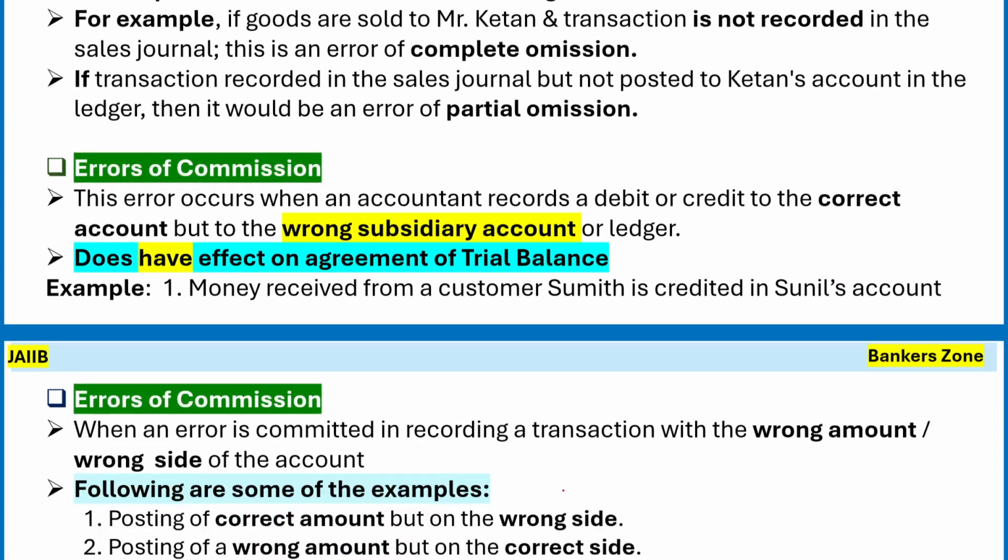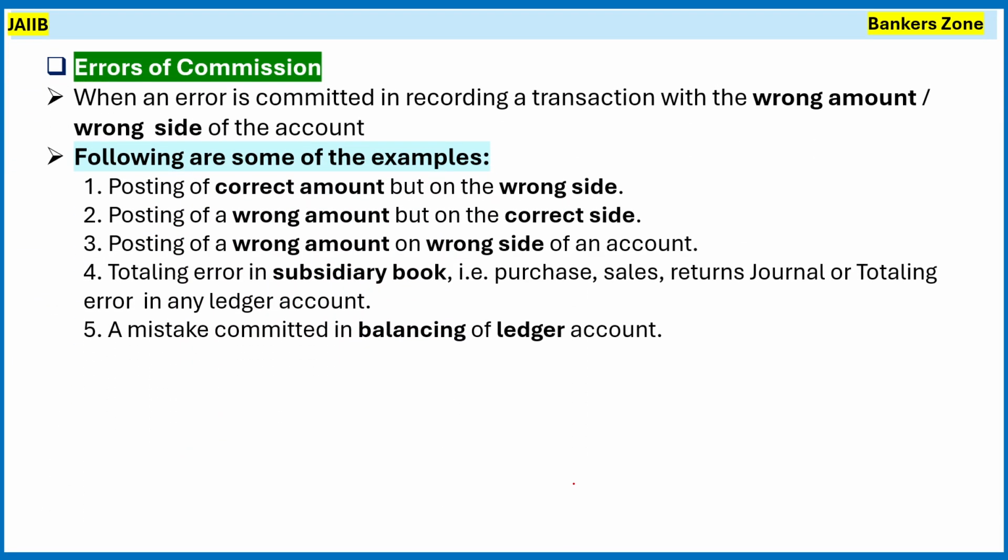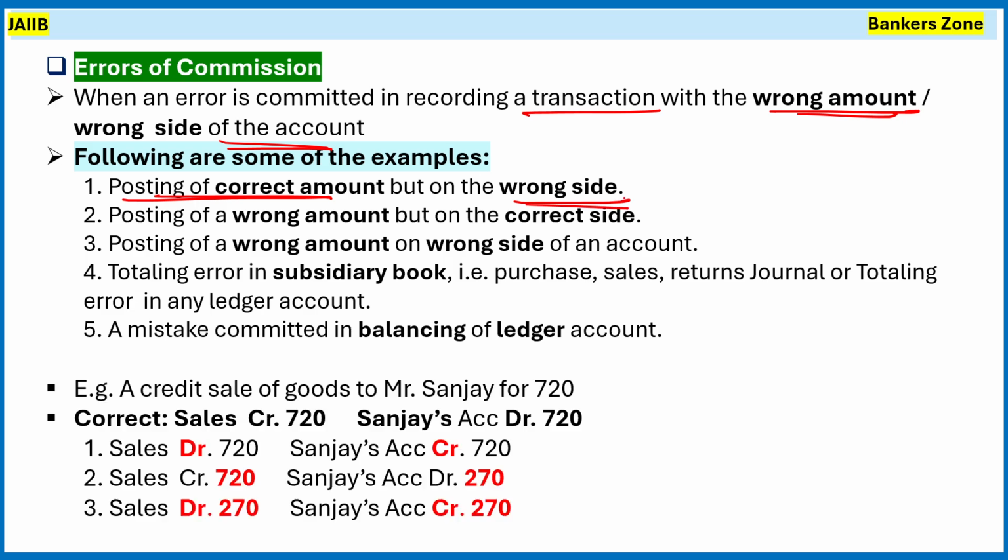Now see further. When an error is committed in recording a transaction with the wrong amount or the wrong side of the account, for example, posting the correct amount but on the wrong side. For example, there is a sale: goods sold to Mr. Sanjay for 720. Now what will be the correct entry? The sales account should be credited, because sales is income. It is a nominal account that must be credited, and Sanjay's account is a personal account.